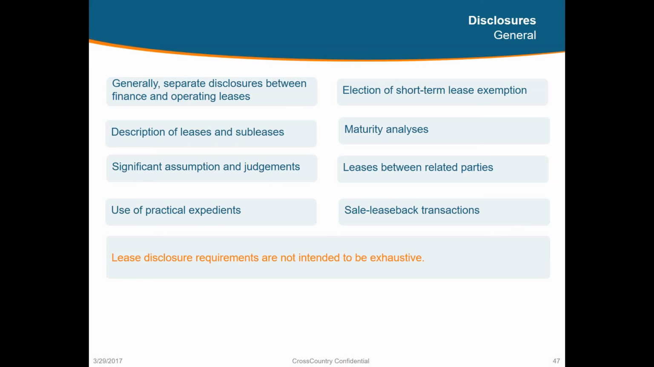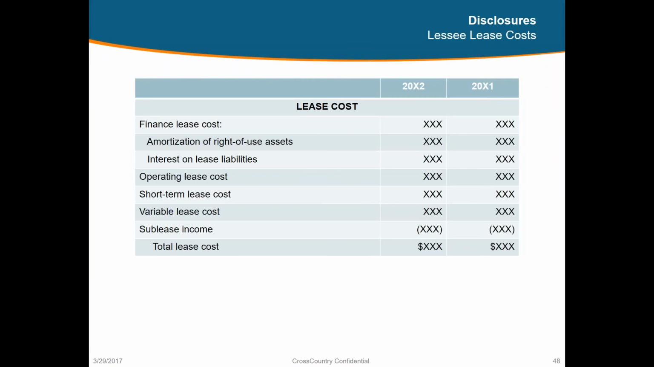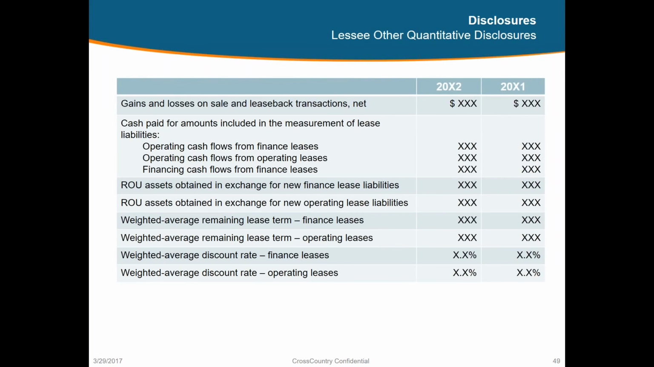Sale leaseback transaction disclosures should include the terms and conditions of the transaction and any gains or losses arising from the transaction, separately from gains or losses on disposal of corporate assets. This slide presents the requirements for lessees to disclose components of their net lease costs broken down between finance and operating leases. This slide presents other lessee quantitative disclosures. Note the new requirements to disclose the weighted average remaining lease term and discount rate separately for finance and operating leases.